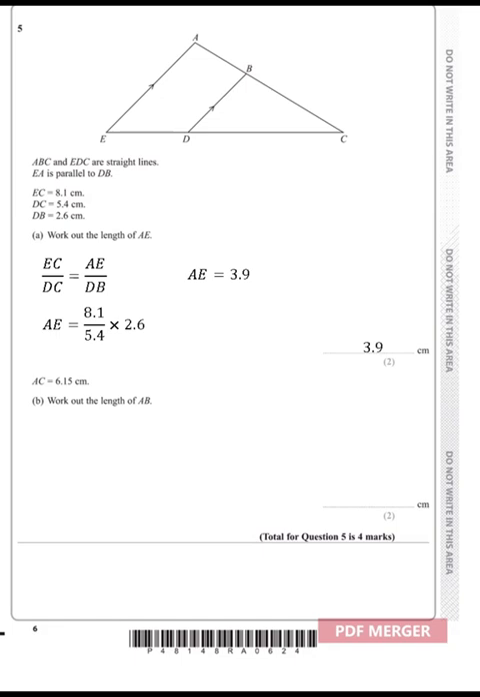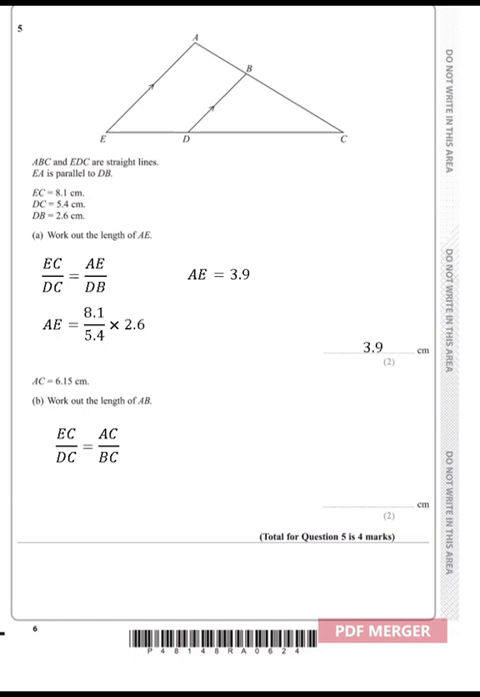AC is equal to 6.15 centimeters. Work out the length of AB, 2 marks. So once again, the same strategy we used for part A will be applied to part B. So EC divided by DC once again, but this time make it equal to AC divided by BC.